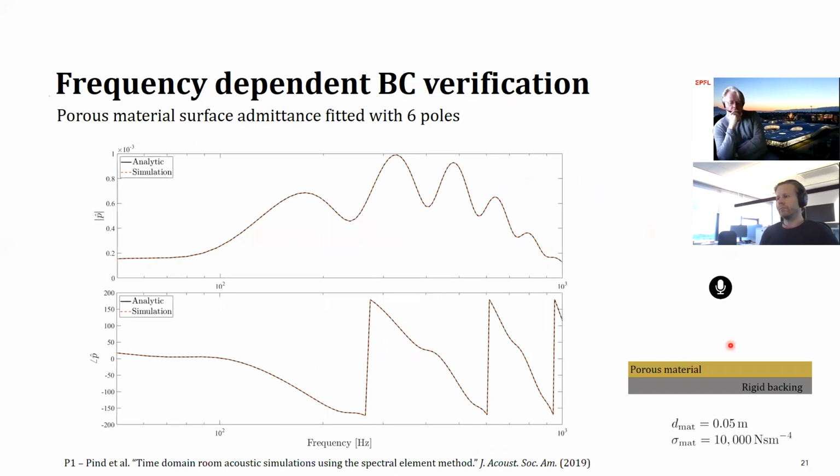We did a verification study here where we have a sound source emitting a sound wave and coming in at normal incidence, hitting a porous material with a rigid backing and being reflected back, so a single reflection case. And for this case, an analytic solution exists. And we see that we get a very good match to the analytic solution, both in amplitude and phase.